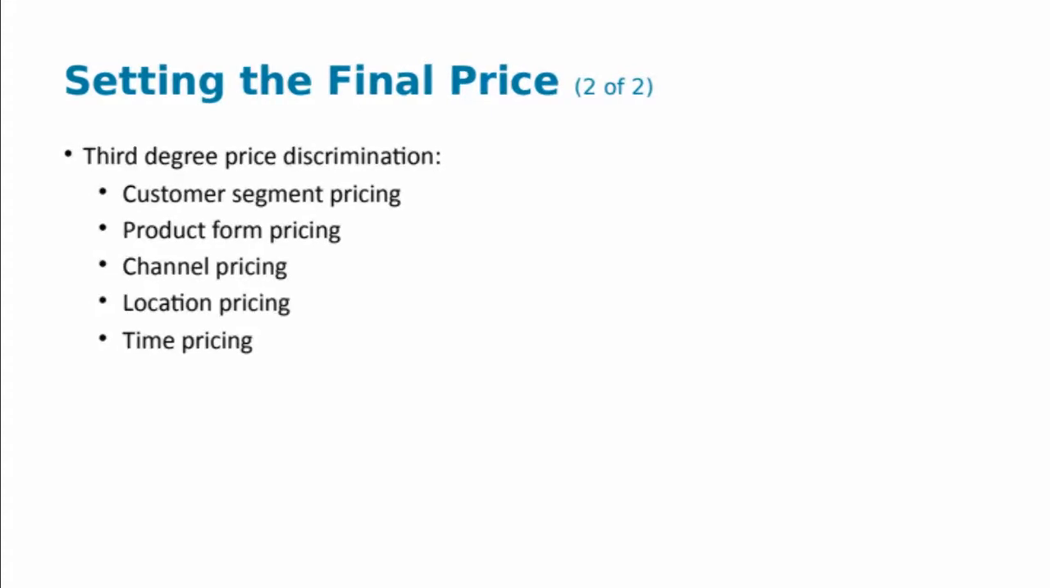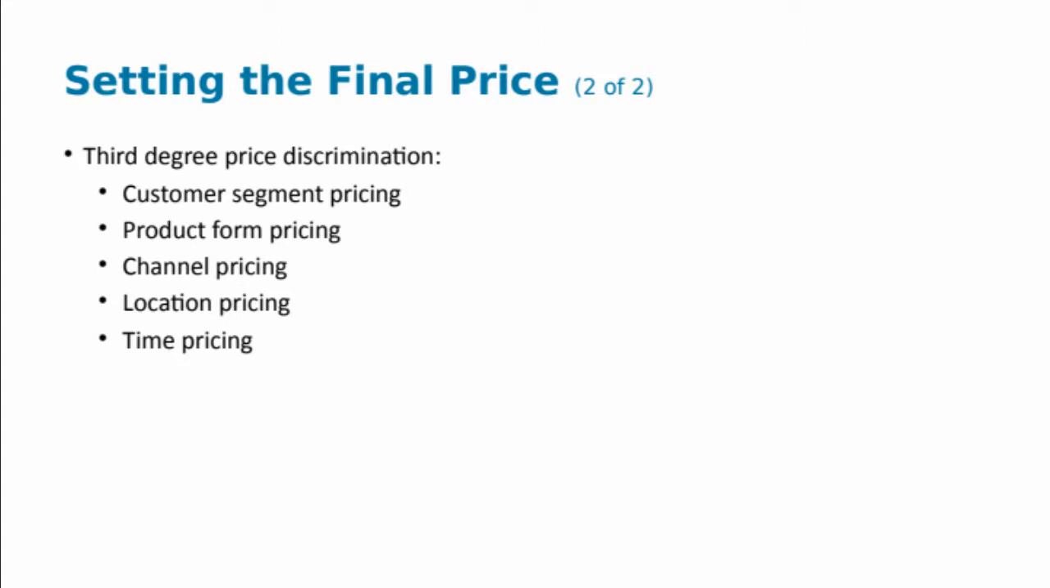Customer segment pricing. Different customer segments pay different prices for the same product or service. For example, museums often charge a lower admissions fee to students and senior citizens. Product form pricing. Different versions of the product are priced differently, but not in proportion to their costs. Channel pricing. Coca-Cola carries a different price depending on whether the consumer purchases it from a fine restaurant, a fast food restaurant, or a vending machine.